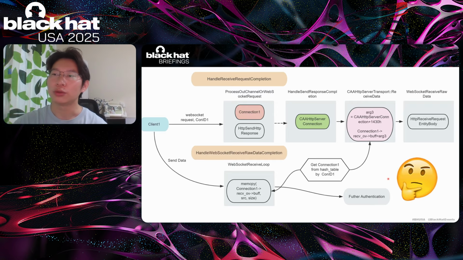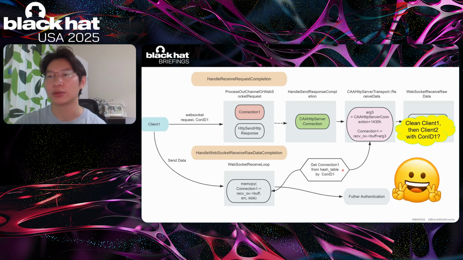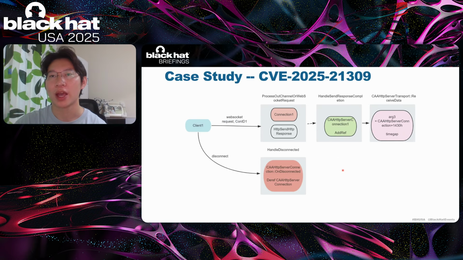So what issue might this architecture have? Can a client 2 connect to a server using the same connection ID? In fact, this is not okay, as process out channel or WebSocket request checks if the ID already exists in the hash table. But could we release the connection before the GET operation, then have client 2 connect using connection ID 1? It seems possible.